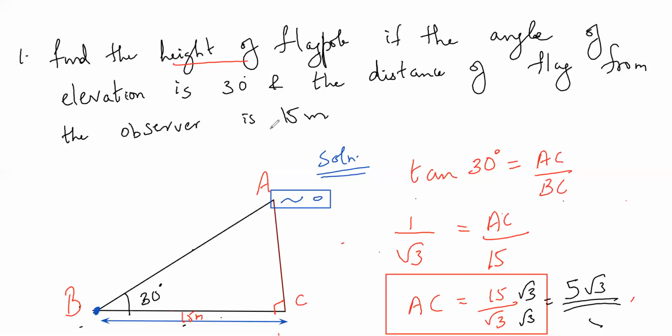See guys, one more thing I'll tell you. If you want, you can find using cos 30 also. But cos 30 will only give me hypotenuse value. Then you would use Pythagoras theorem and then get it. So we will use a faster method. That is the reason I gave you tan 30. But I'll give you one more question where we don't use tan, where we use sine.